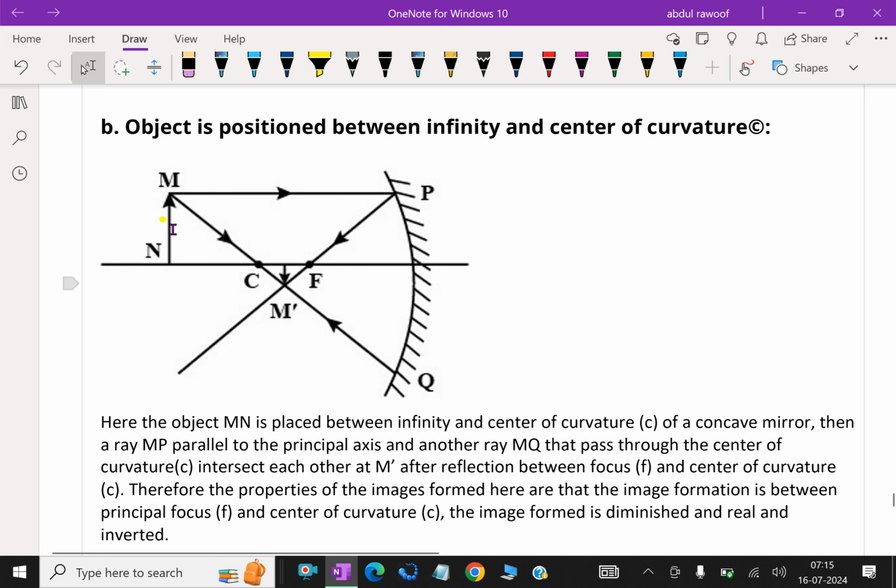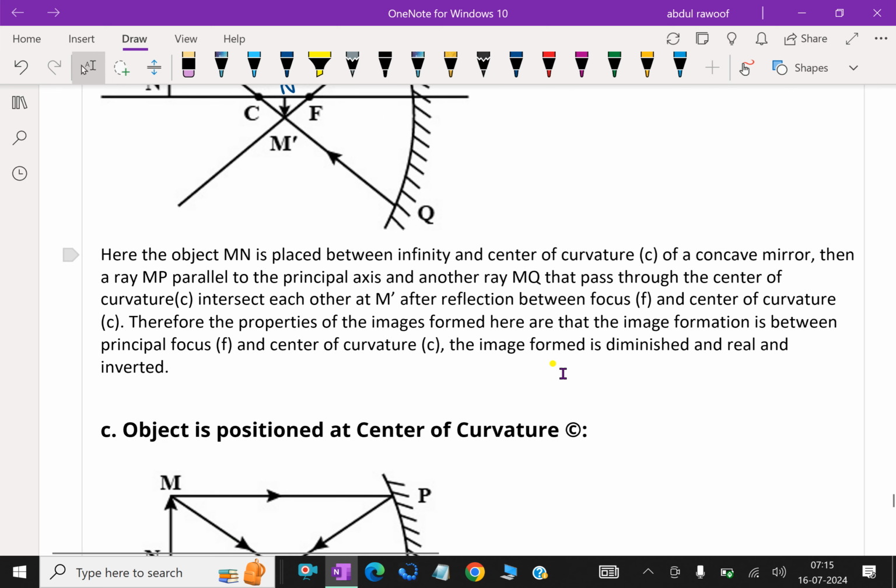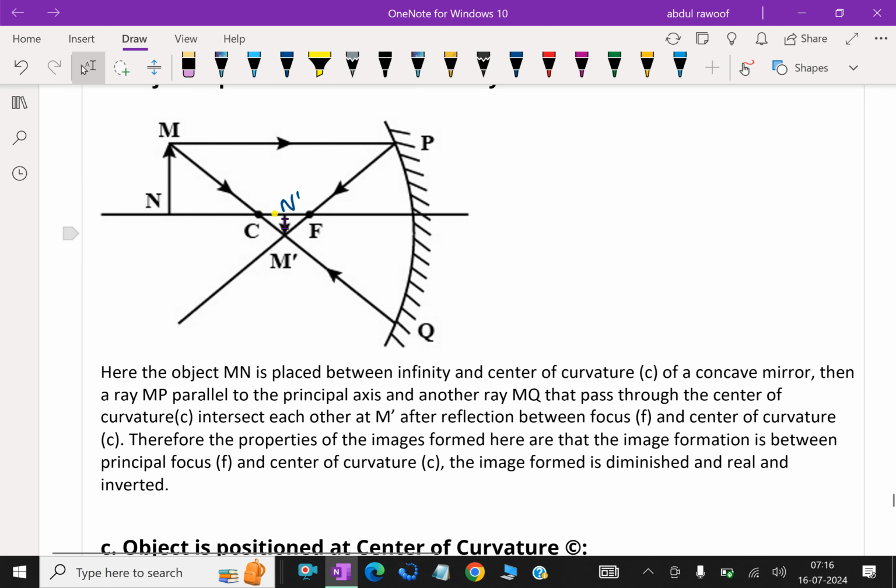Here, look, MN is the object. This is the image. Here, the object MN is placed between infinity and the center of curvature C of a concave mirror. Then the ray MP is parallel to the principal axis. Another ray MQ passes through the center of curvature, and both intersect and form an image here.